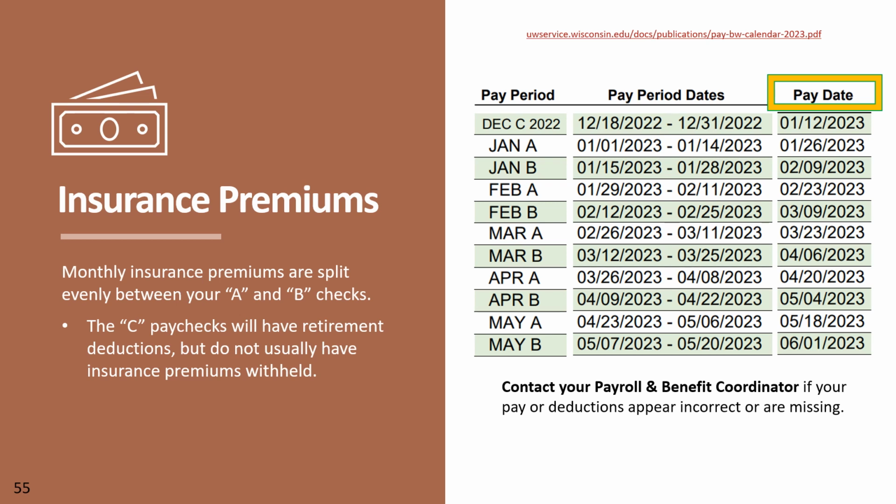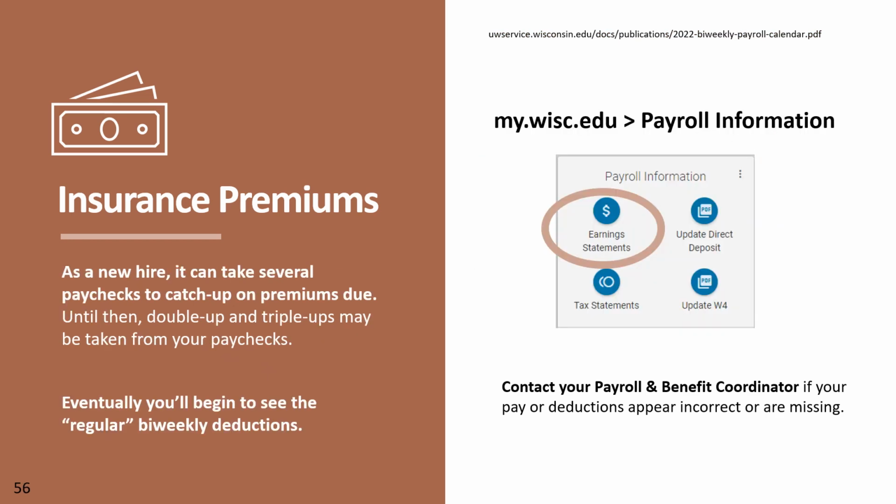When the Cs come up, there are very few deductions withheld from the Cs, other than taxes and retirement deductions. The insurance premiums for the health and the dental, for example, are not usually withheld from the C paychecks. As a new hire, it can take several paychecks to catch up on the premiums due, since the rest of campus has been prepaying for their premiums from earlier checks.